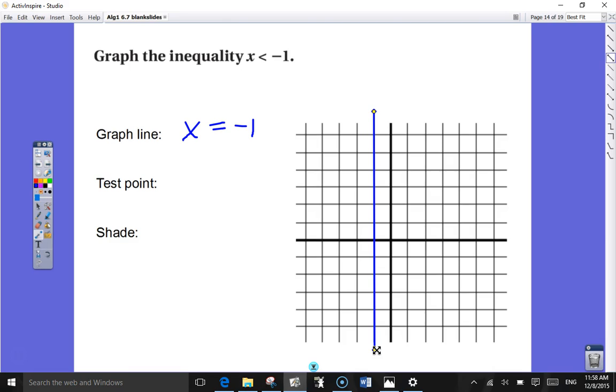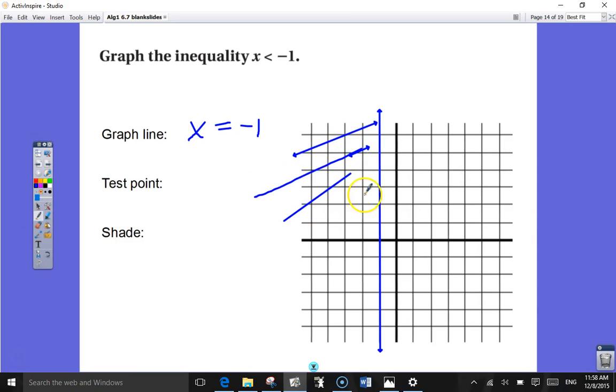Now, you could test a point. What if you tested 0, 0? Is 0 less than -1? No. So don't shade where that point came from. Shade the other side. Okay, so those are kind of special cases, when you have horizontal or vertical lines.